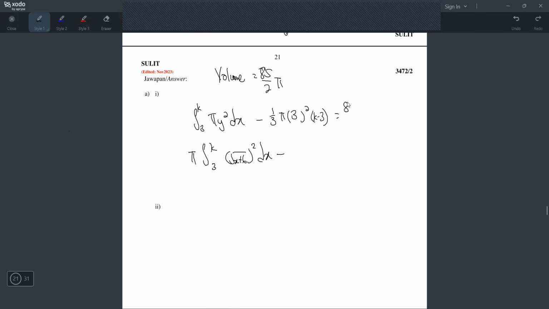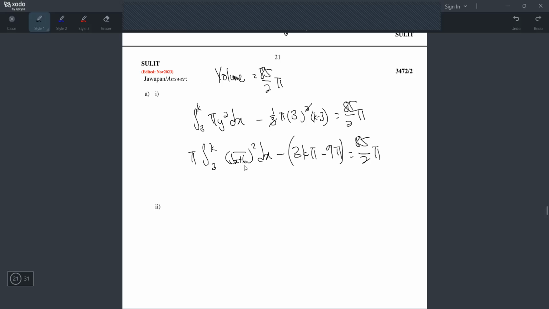Okay, I forgot to write this. It equals to 85/2 pi. Okay, now how to simplify this? 3 and 3 can cut. So you're left with 3 pi times k minus 3, which is 3k pi minus 9 pi, right? 3 pi, yeah. And then equals to, make sure you put bracket. If you don't put bracket, it will be wrong.